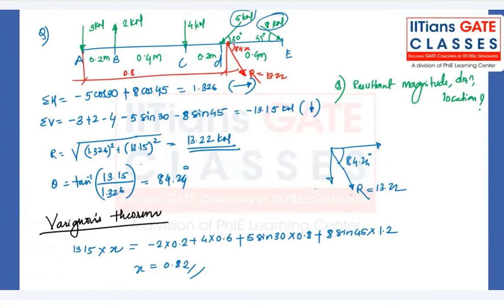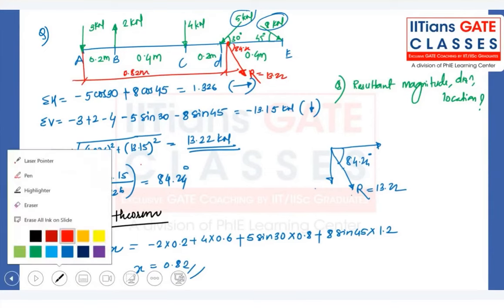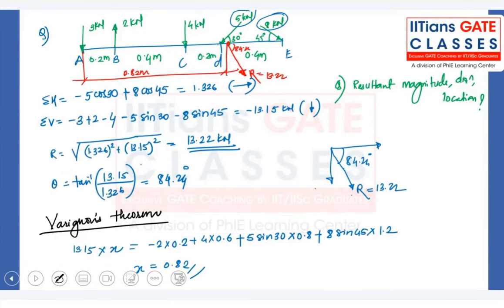Okay, we got some questions here. Let's try to answer them. Pranav is asking minus or plus for the last two moments. So I'm taking moments about point A. So 2 kilonewton will create a counterclockwise moment, right? It will create a counterclockwise moment. 4 will create a clockwise moment.